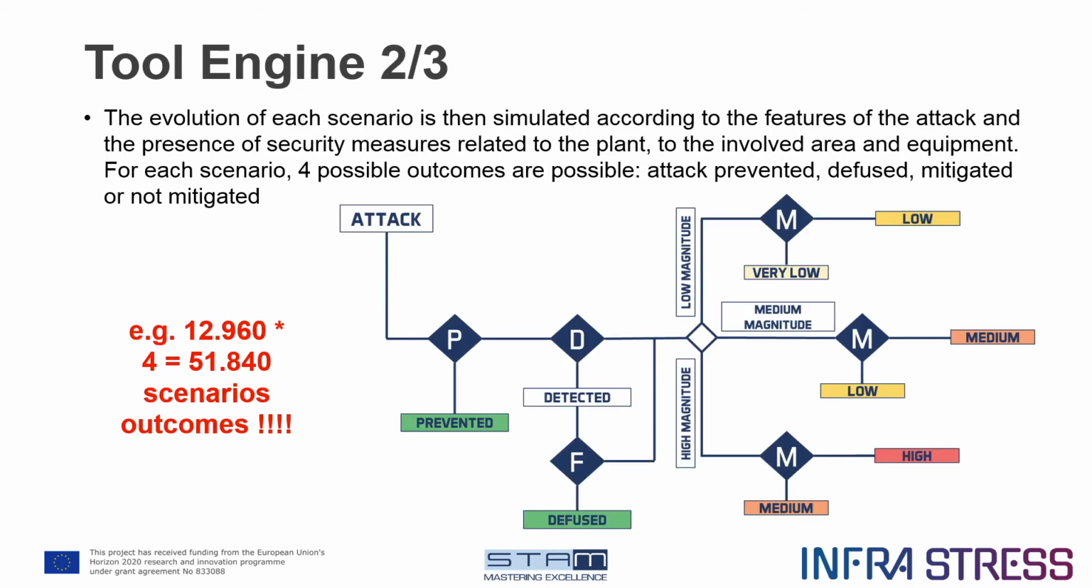Starting from these scenarios, the algorithm simulates the evolution of each of them according to the presence of the different security measures. Indeed, the attack can be prevented, detected, diffused, mitigated, or not mitigated. Therefore, we basically have 4 possible outcomes for each scenario. Coming back to the previous example, overall, we have 12,960 scenarios and consequently 51,840 outcomes, which is again a very huge number.